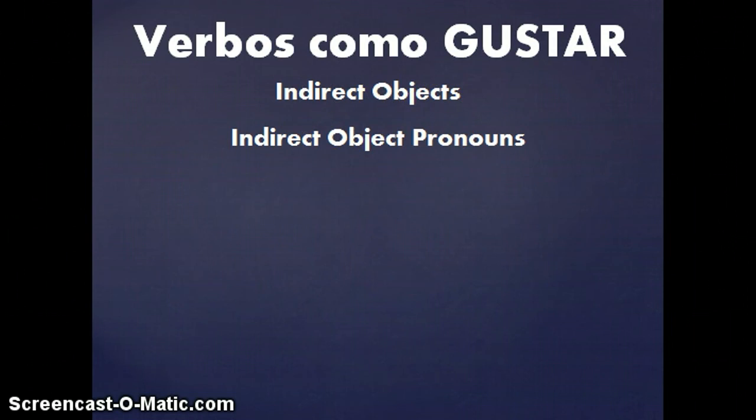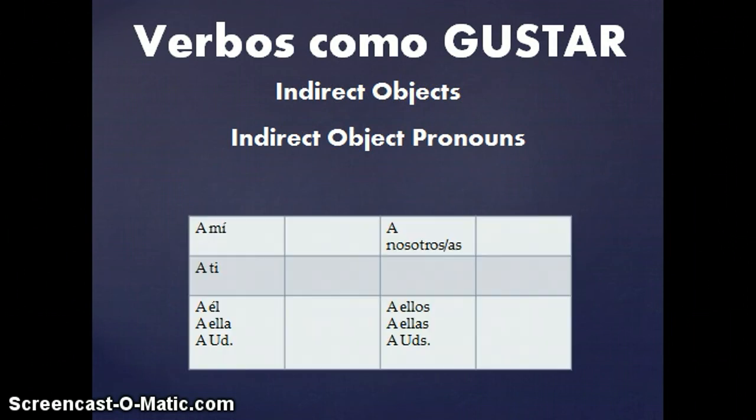So let's go back to indirect objects and define exactly what indirect objects are. Here's a grid of the indirect objects that there are in Spanish, okay? To me, something is pleasing. This literally means to me. This is the actual indirect object. To you is a ti. A él or a ella, usted, is the third indirect object. To him or to her or to usted, formal, something's pleasing. A nosotros, to us, something is pleasing. Or to them, or to ustedes, to y'all, something is pleasing.